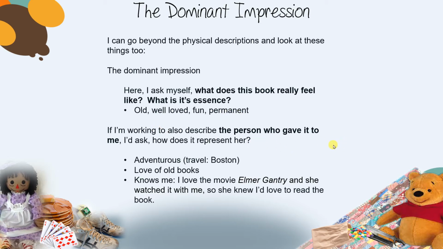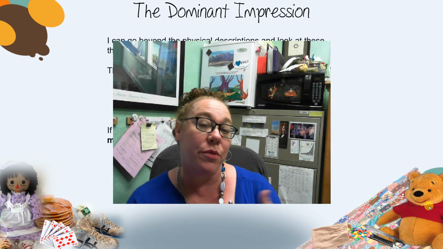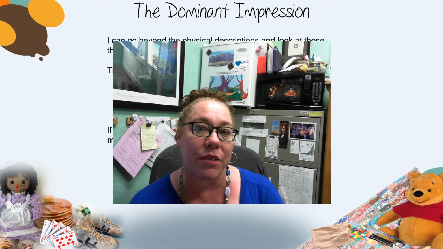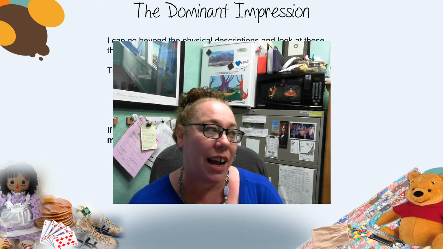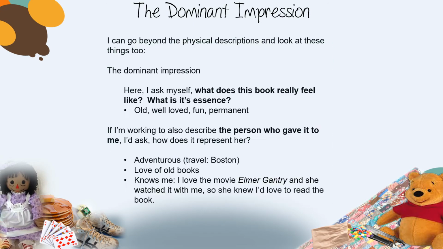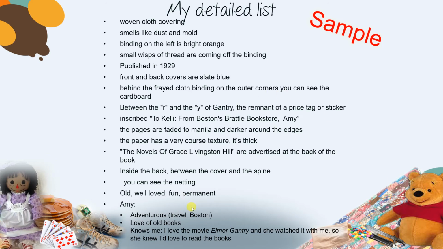If I'm working to describe the person who gave it to me, I ask how it represents her. So my friend Amy: adventurous, she traveled to Boston, love of old books, knows me. I love the movie Elmer Gantry, and she watched it with me, so she knew I'd love to read the book. And so all of those things kind of come together that give me this overall feel for it. And for Amy, because whenever I see that book, or I think of the book, or I think of the movie anymore, I think of Amy as one of my closest friends. So when I put it all together, there's my whole list.